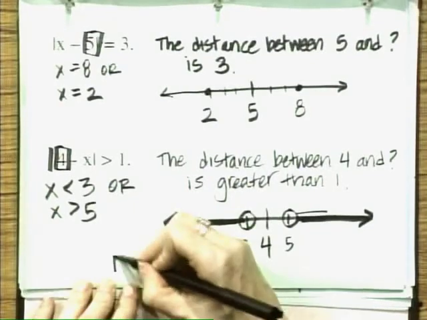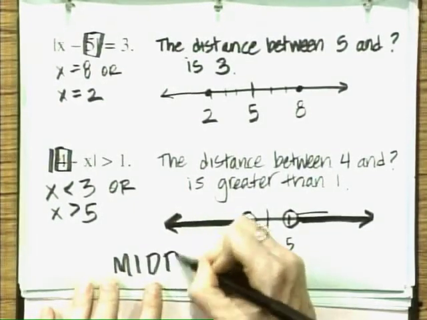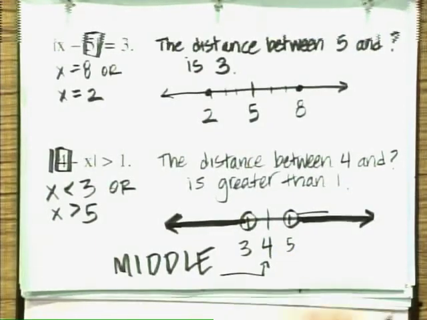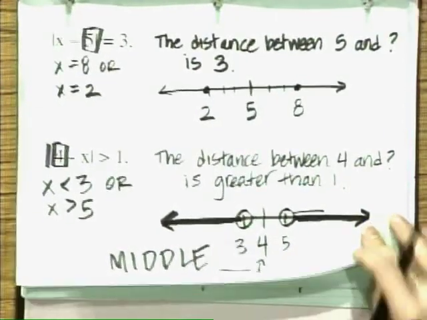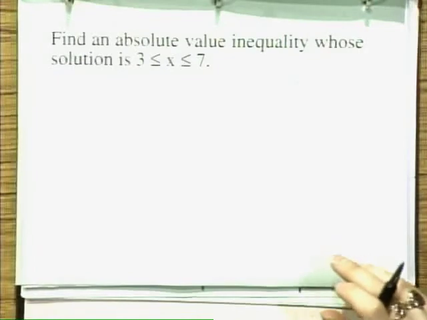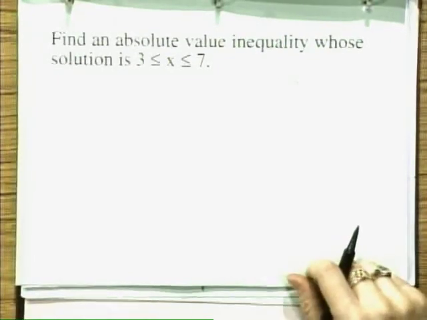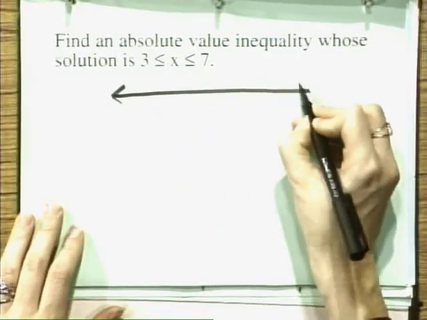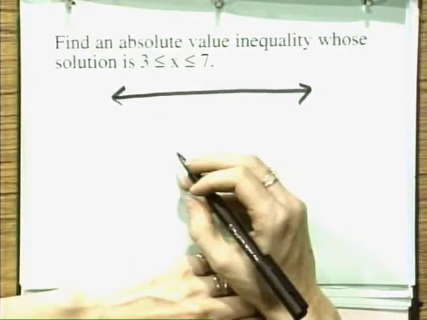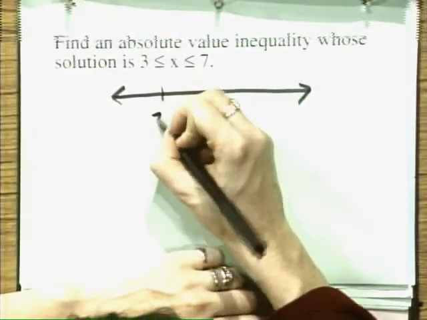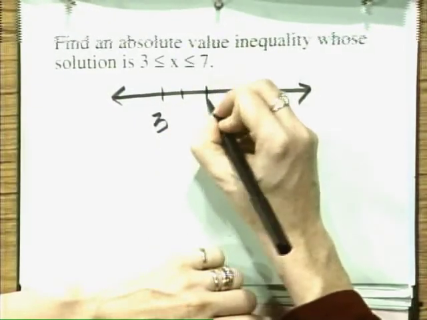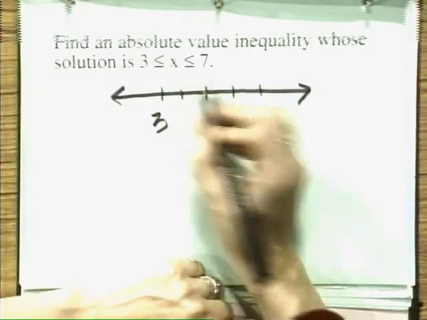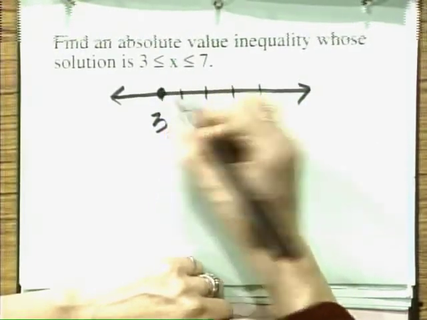Okay, so in these two problems, we started with an absolute value expression and we created the graph to help us find the solution. The next problem is a little more involved because it requires us to go the other way. We're starting with the solution and we want to get back to the absolute value. And that's where that middle of the interval is so important. Well, we have 3, 4, 5, 6, 7. This shows us that we want everything that's in between.